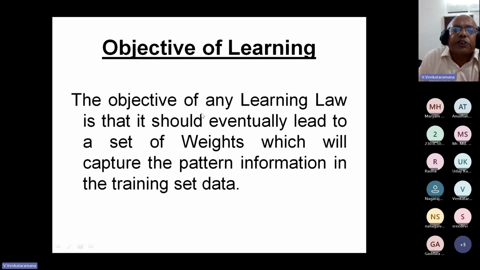Therefore, the objective of any learning law is that it should eventually lead to a set of weights which will capture the pattern information in the training set data. Once again, I'm repeating, the objective of any learning law is that it should eventually lead to a set of weights which will capture the pattern information. What is the pattern information? The patterns which we give as input and the corresponding desired output, the pattern information in the training set data.